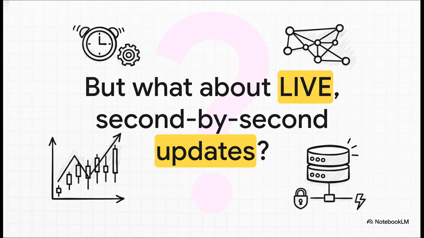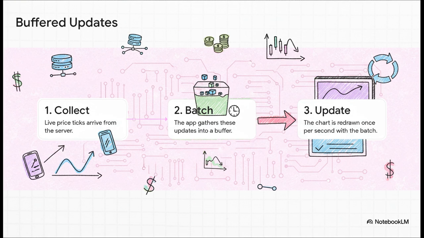Okay, so that handles the historical data. But displaying live intraday charts, that's a whole other beast. Prices can change multiple times a second. How do you possibly keep up with that? And the solution here is just so smart. Instead of trying to redraw the chart with every single tiny price tick, which would absolutely destroy your phone's processor, the app uses what are called buffered updates.